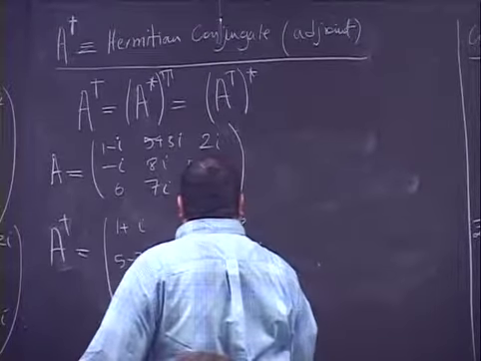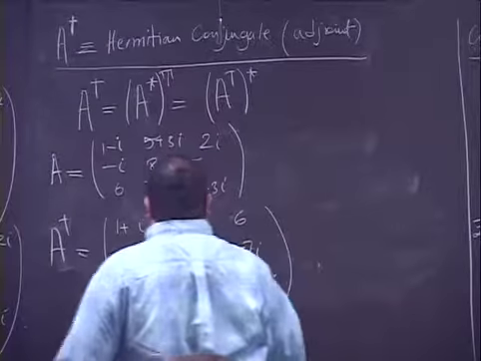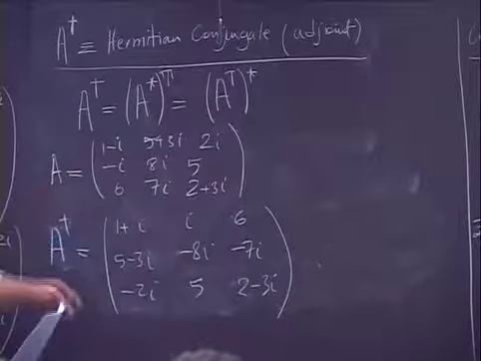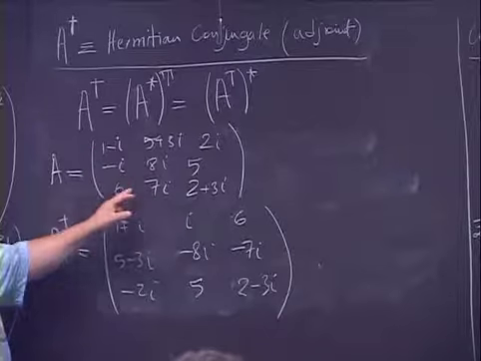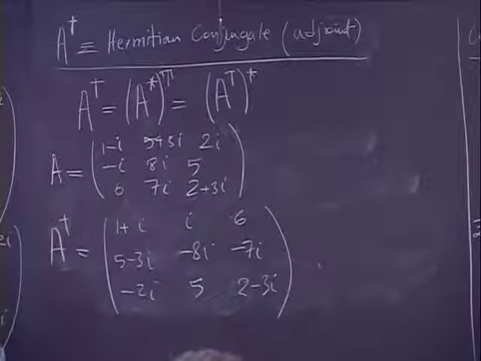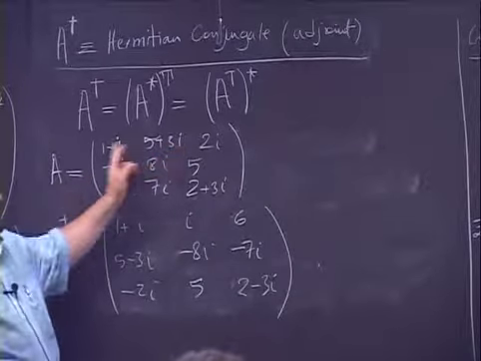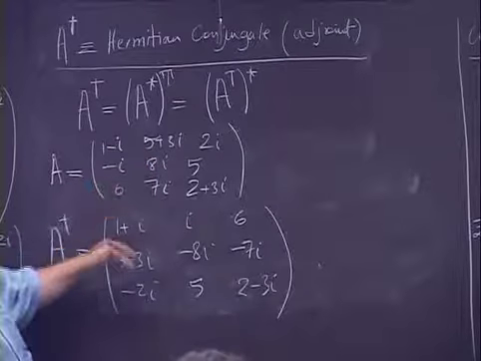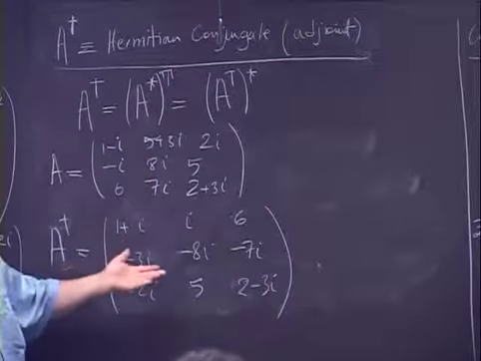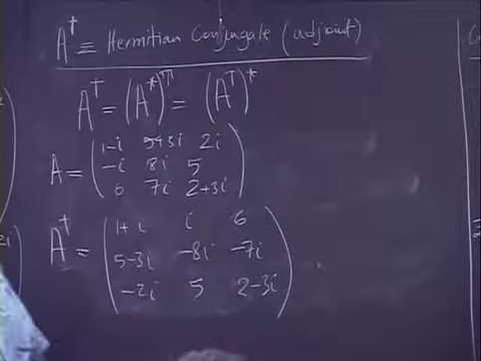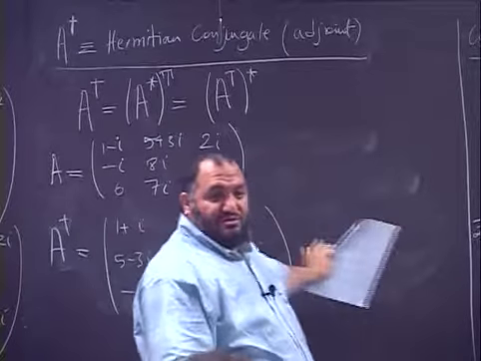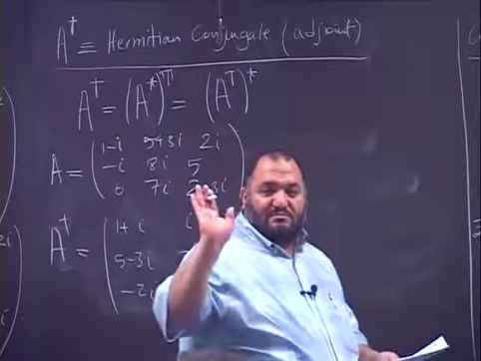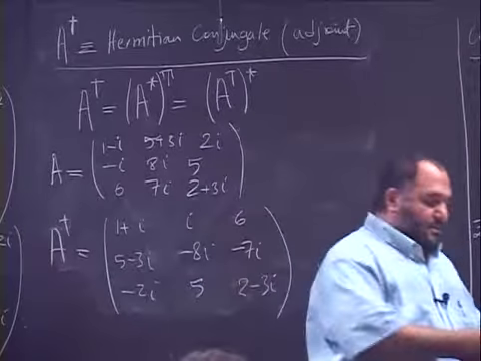So if you take the complex conjugate of all elements first, then you transpose, or if you take this one and transpose it and then take the complex conjugate, it does not matter. It's exactly the same. Any questions so far? Does it make sense for you guys? Okay.